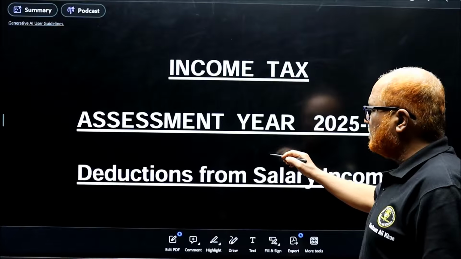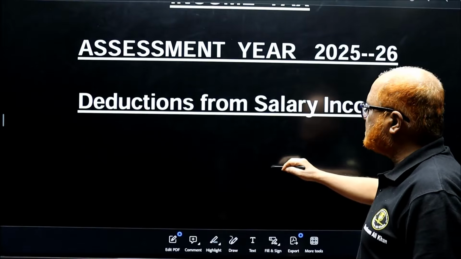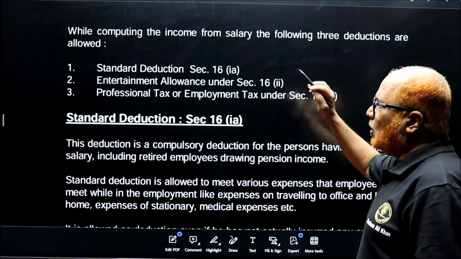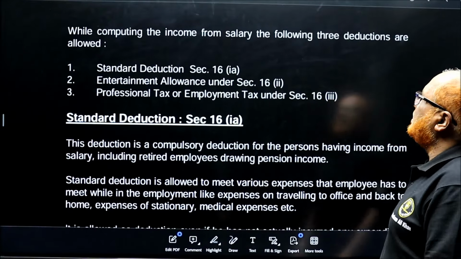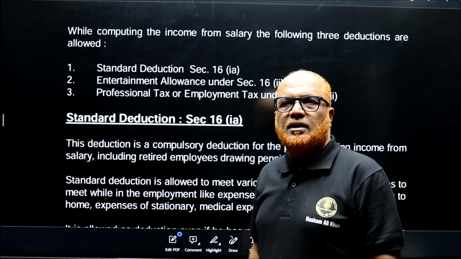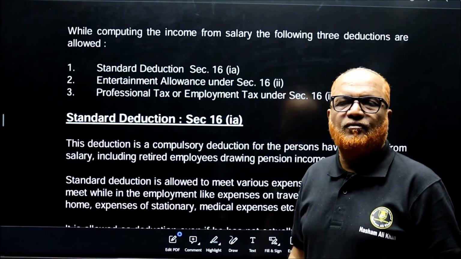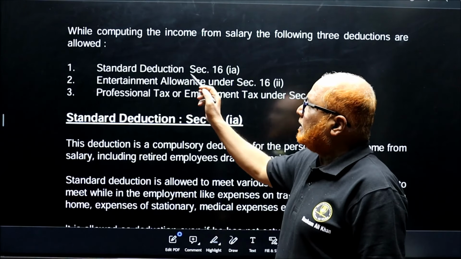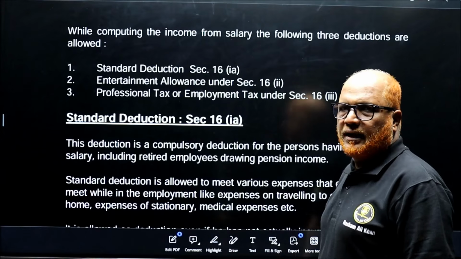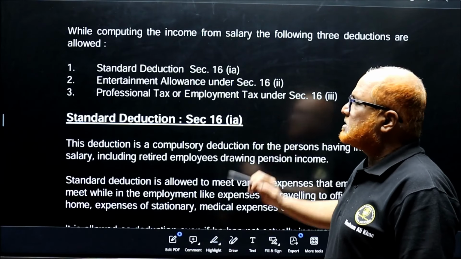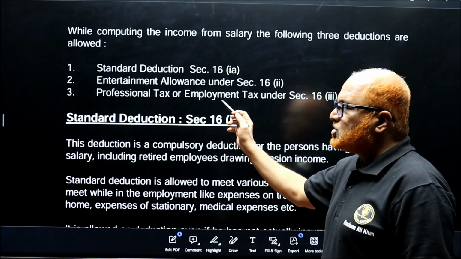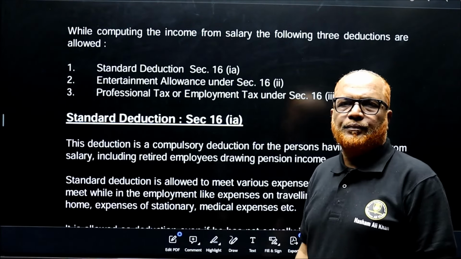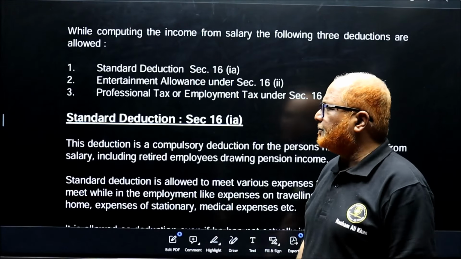Income tax assessment year 25-26, deductions from salary income. While computing the income from salary, the following three deductions are available. The Income Tax Act has given three deductions from salary income. Those three deductions are standard deduction under section 16(1)(a), EA deduction under section 16(2), and professional tax or employment tax under section 16(3). The maximum three deductions are there.